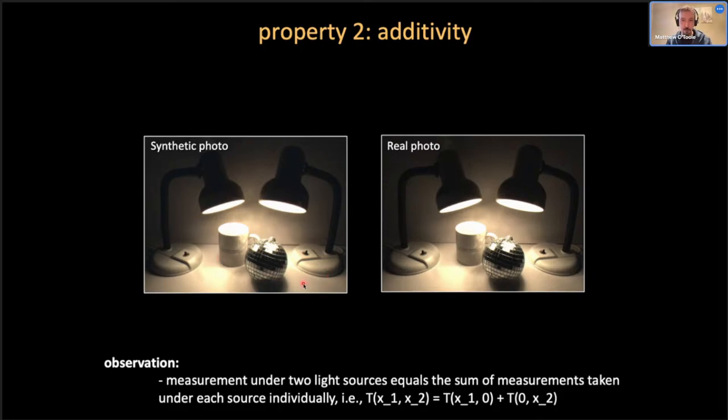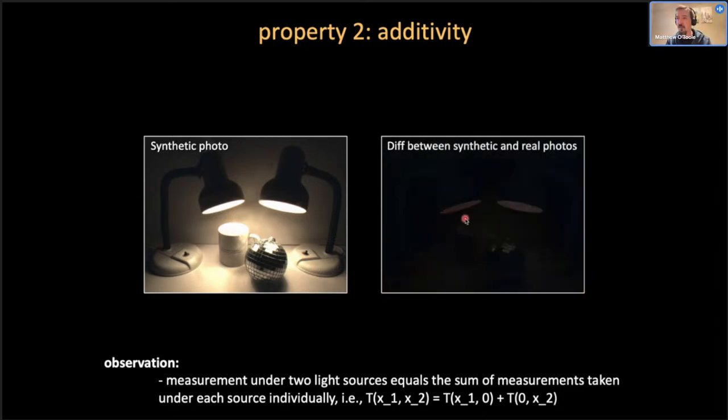like this one. And just to show that this is a really good, accurate representation of the real scene, well, if I were to take the difference between the real photo and the synthetic one, I get a very dark image. It's slightly brighter in these regions just because there's more noise in areas that contain more light. But otherwise, it's a pretty good representation of the scene.